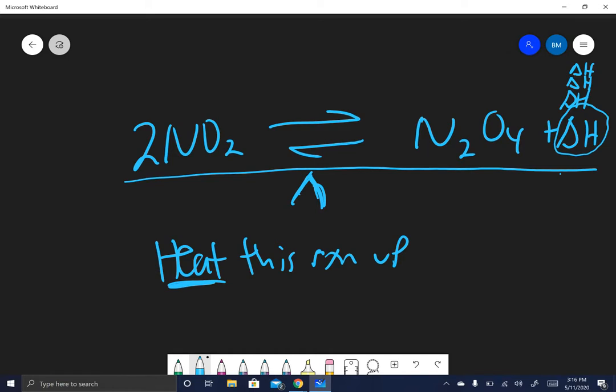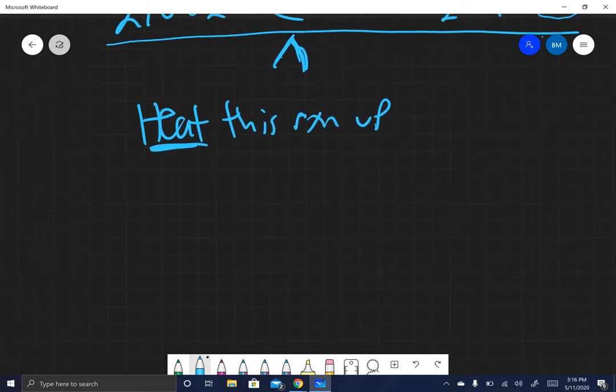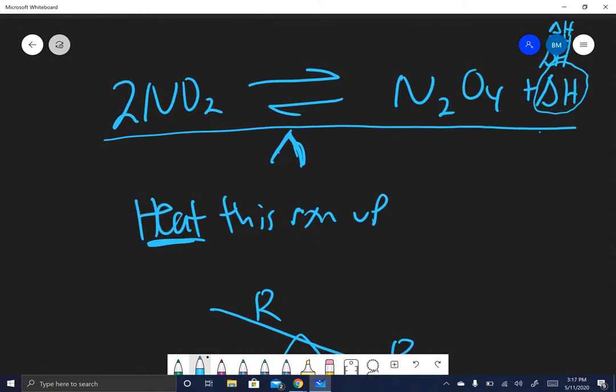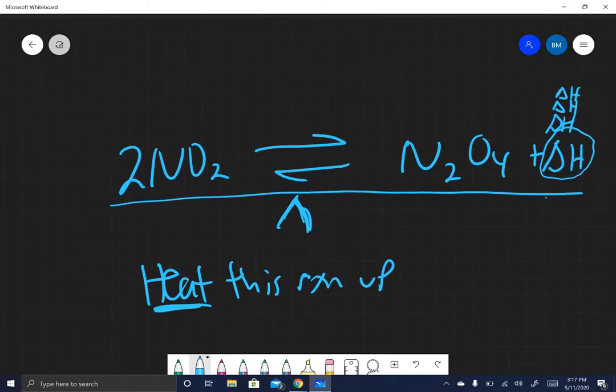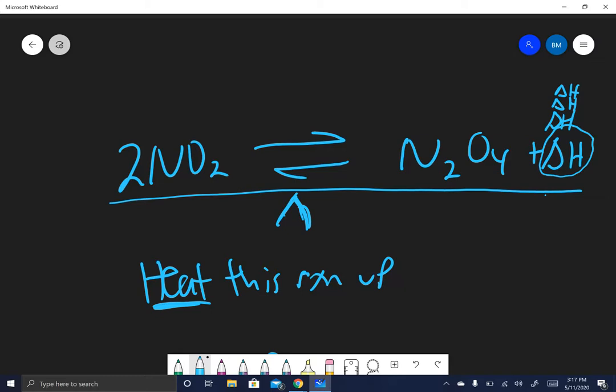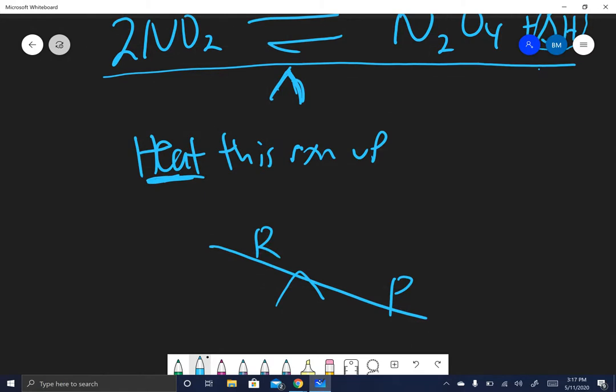What's going to happen is this product side is going to get too heavy and it's going to go down. So let me do that. Now we're kind of like this. Here's my products, here's my reactants. My products are N2O4 and delta H. So now this side's too heavy. Why? Because I heated it up. It means I increased the amount of energy on this side, because that's where the energy is. So energy and heat are related. If I heat this up, it's like adding more energy here. So my products go down towards the ground, okay?